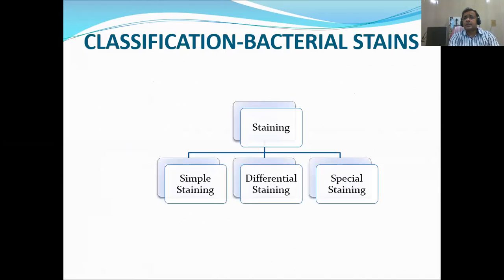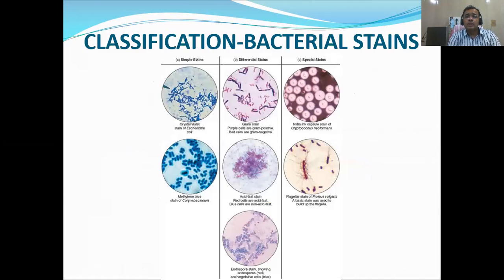First, let me recall the various stains for bacteria. I discussed in that class that bacterial stains are basically divided into three groups: simple stain, differential stain, and special stain. I also discussed in depth in my last class the examples of simple, differential, and special stains, and how they differ from each other. This is just a narration of all those stains, showing which come under simple, differential, and special stains, along with some photographs. So we will not discuss this again.